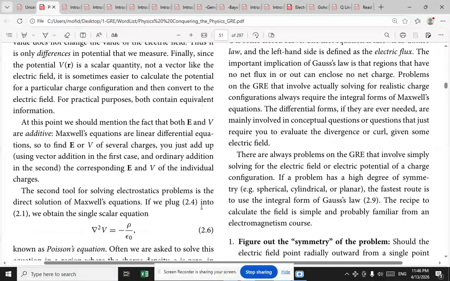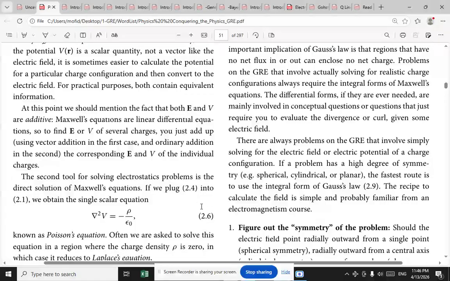There are always problems on the GRE that involve simply solving for the electric field or electric potential of a charge configuration. If a problem has a high degree of symmetry, for example spherical, cylindrical, or planar, the fastest route is to use the integral form of Gauss's law. The recipe to calculate the field is simple and probably familiar from an electromagnetism course.